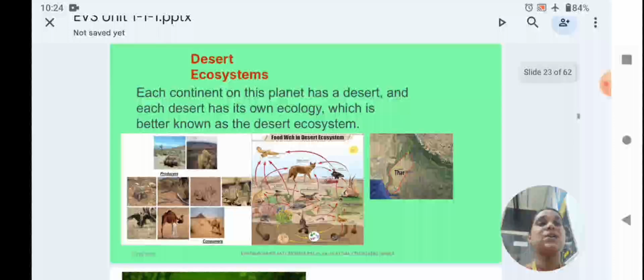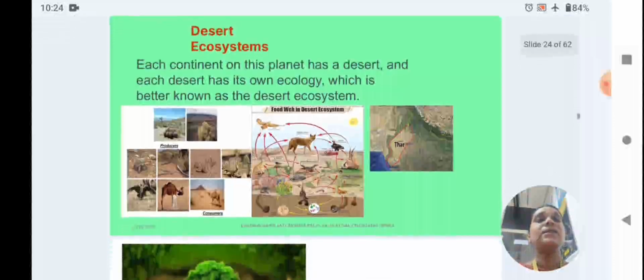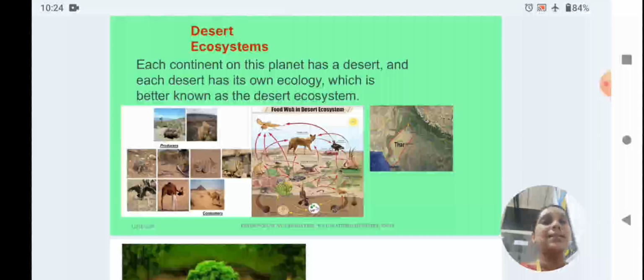Next, the desert ecosystem. Each continent on this planet has a desert, and each desert has its own ecology, which is better known as the desert ecosystem.